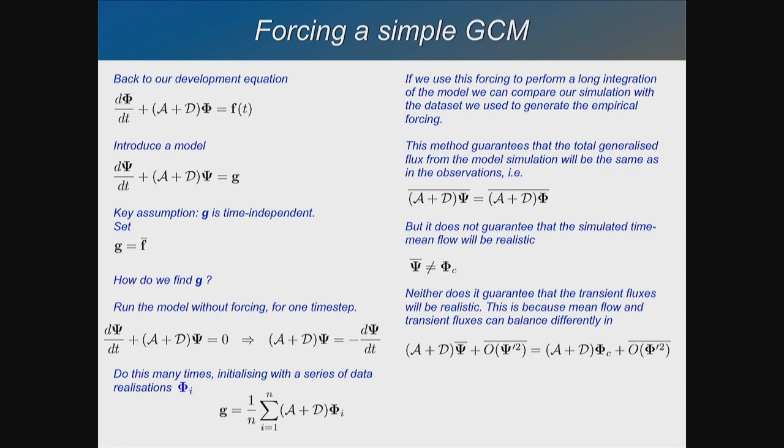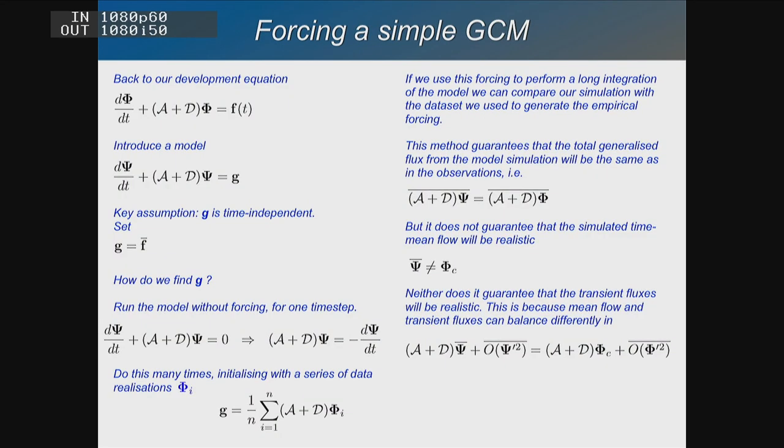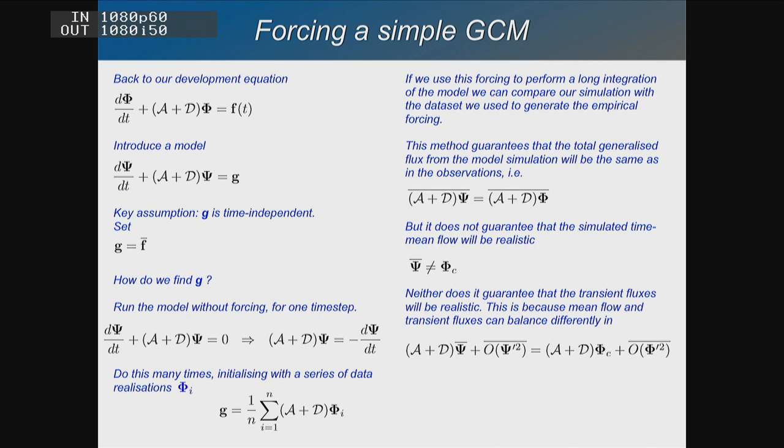How do I find g? Right. Well, we can use the model and the data. So, imagine that we run the model without any forcing. So, just put zero on the right-hand side. Then, just run it for one time step, from some initial condition. Then the tendency that the model gives you will tell you what this operator is, given that initial condition. Okay, so now let's just say I use the observations as an initial condition.